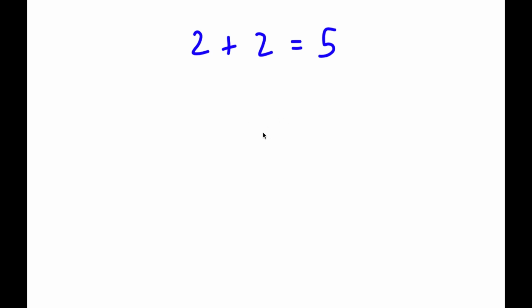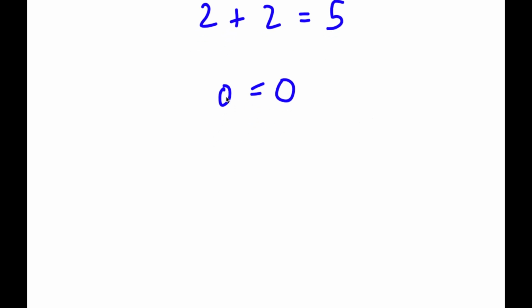All right, so in this problem, I'm actually going to prove that 2 plus 2 is equal to 5. So I'm going to first start with 0 is equal to 0. And this is obviously a true statement, any number is equal to itself. Now, for my left-hand side, I'm going to rewrite the 0 as 20 minus 20, because anything minus itself is 0.